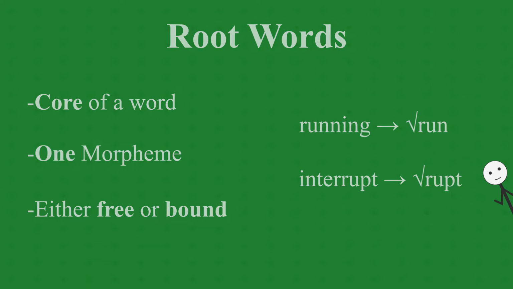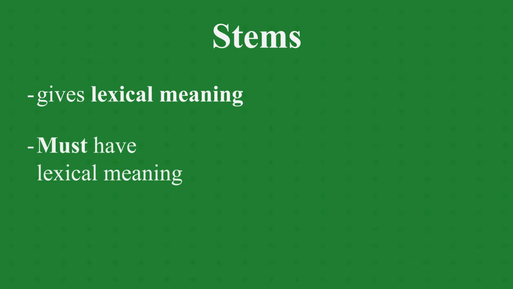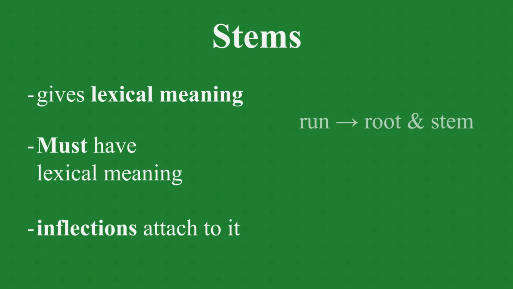Stems? What are those? A stem is the part of a word that gives it its lexical meaning. That means a stem must have a lexical meaning, while a root doesn't have to have one. It is also the part of the word to which inflectional bound morphemes attach. A stem may only consist of a root or of multiple morphemes. For example, run is not only a root but also a stem. But for example, the word standardize consists of multiple morphemes. In this case, it is only a stem, not a root.